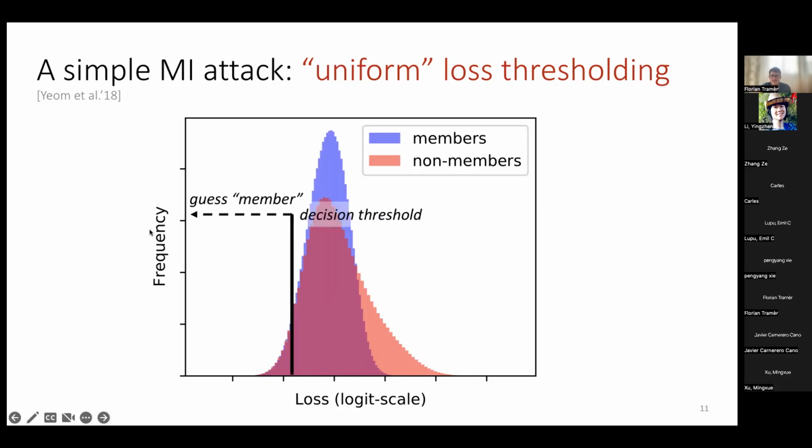But you can already see from this picture that this might just not work particularly well, because there isn't actually a threshold that really nicely separates these distributions.